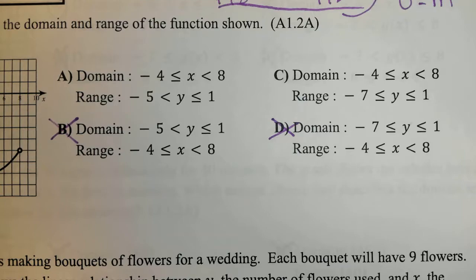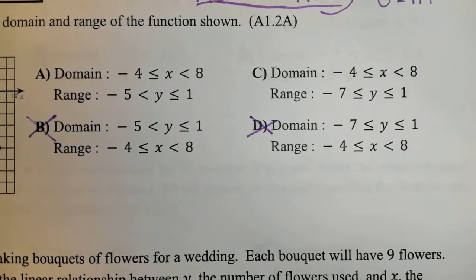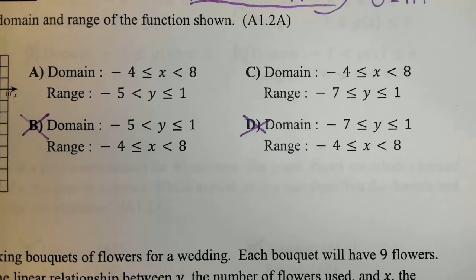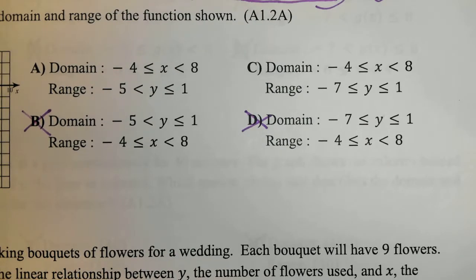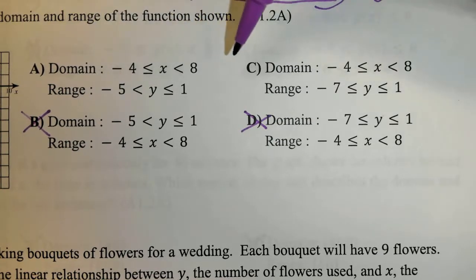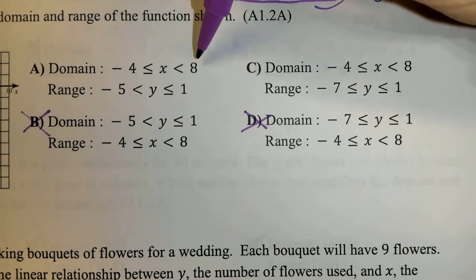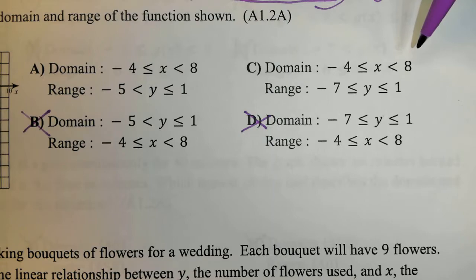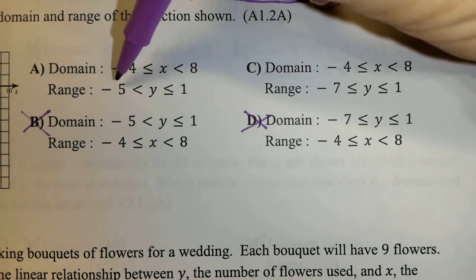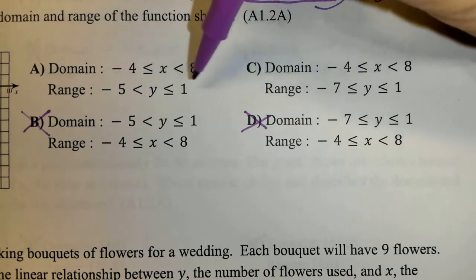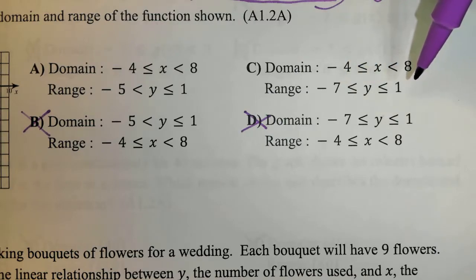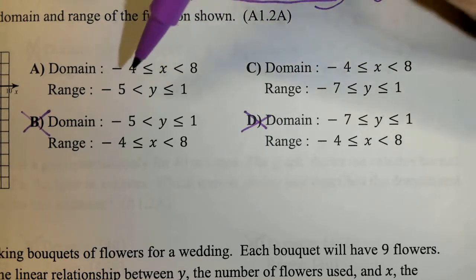All right, so the next thing I have to do is actually look at the domain and range. Okay. Now, something interesting, I always like to look at my answers to see what is different about the answers so I know what to look for. So if I look at my A and C, the ones that are left, A, I have negative 4 and 8, negative 4 and 8, okay. Range, negative 5 and 1, negative 7 and 1. Ooh, there's my difference right there.